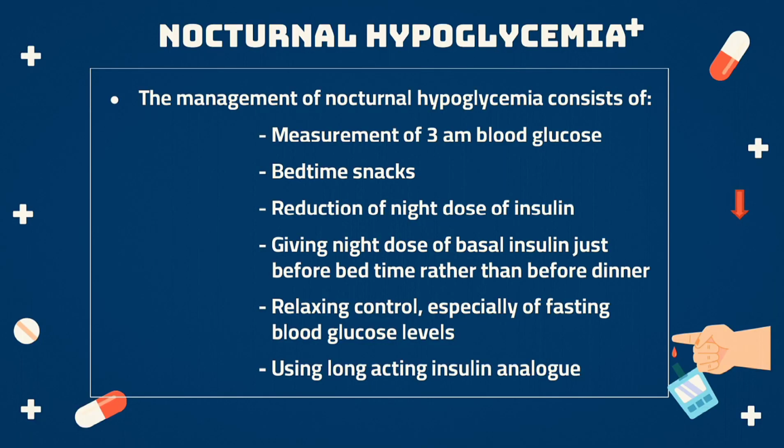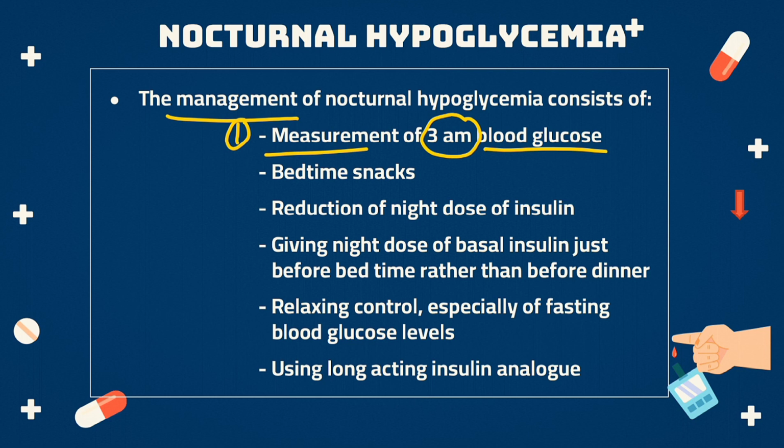So how can this nocturnal hypoglycemia be managed and prevented? For that we need to measure the blood glucose level at 3 am, as at 3 am nocturnal hypoglycemia is very common. The second one is to advise the person to have snacks at bedtime, which will maintain the level of glucose throughout his sleep during the night. The third one is reduction of the dose of insulin at night.